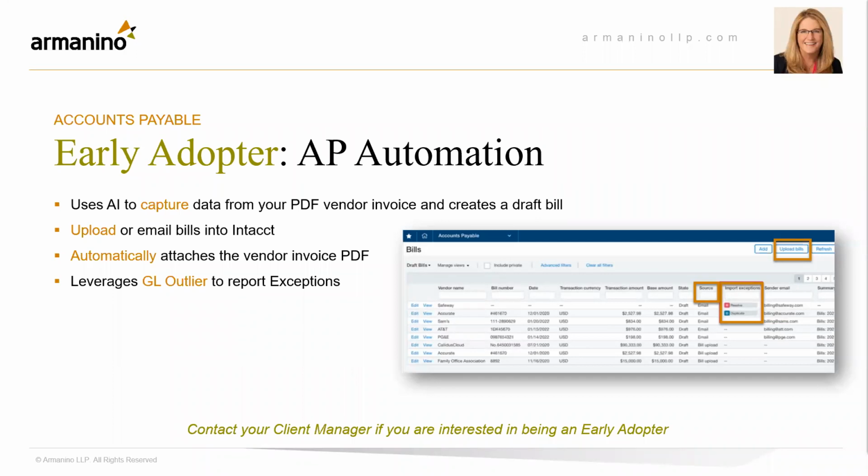But what AP automation is, it uses the AI to capture data from your PDF vendor invoice and creates a draft bill. So the idea here is that you would either email or upload an invoice, or a vendor invoice. The system will read it and create a draft bill. It uploads, it automatically attaches the vendor invoice to that bill, and it leverages GL Outlier to report exceptions. So in the case that you upload an invoice that you've already uploaded and is already in the system, it will error out and tell you that this is a duplicate or that you need to review something.